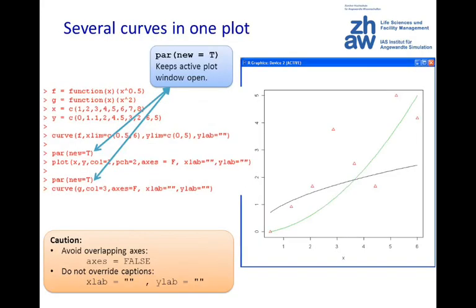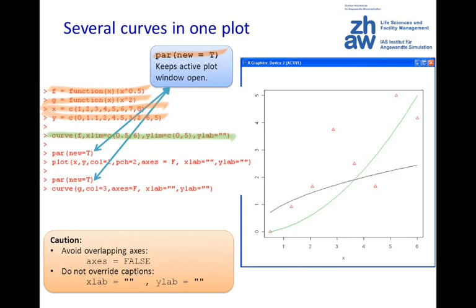Now of course it gets a little more interesting when we combine several curves and maybe several points in one plot. We can also do that with the command par of new equal to true. So we do not necessarily have to use the curve command with add equal to true. We can also just overplot the things with this command. So we start with defining two functions and some x and y coordinates of points. Then we just start plotting the first curve in a specified window.